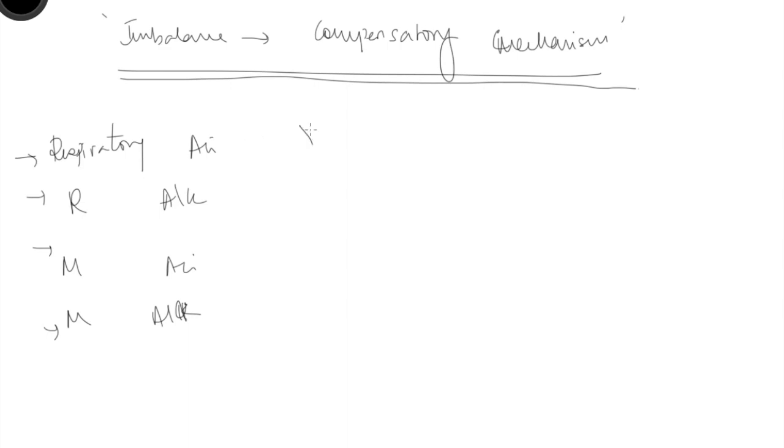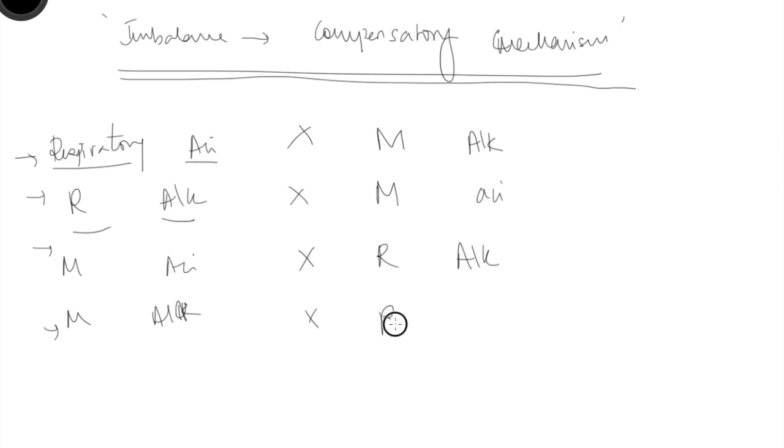Now the compensation to this is, just see, it's very simple. When you are saying respiratory acidosis, the compensation is going to be metabolic alkalosis. As simple as that. Just change the respiratory to metabolic, and if acidosis, change it to alkalosis. Now you guys will tell me respiratory alkalosis will become metabolic acidosis. The opposite of metabolic acidosis will be respiratory alkalosis, and metabolic alkalosis is respiratory acidosis. As simple as that. So this is the compensatory mechanism.